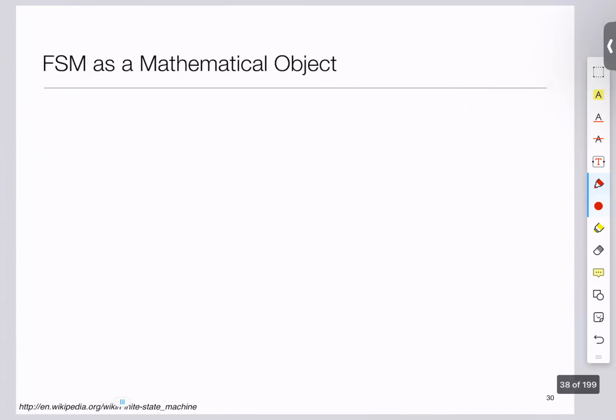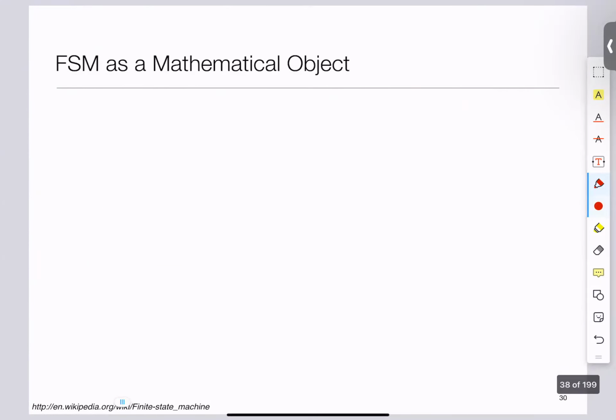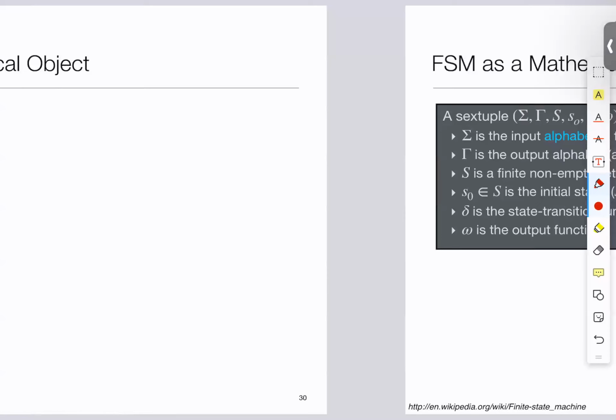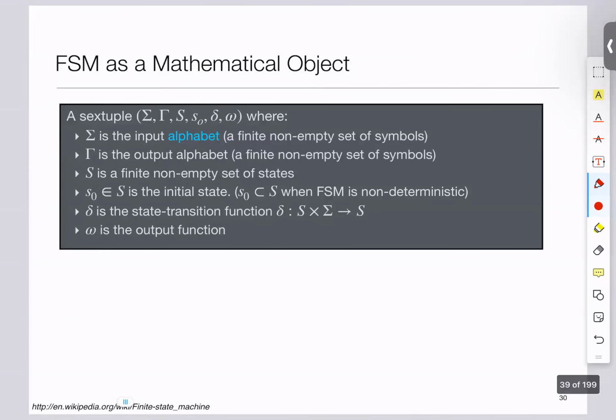Now thus far we have seen a very practical view of FSMs, what they can do. But we also need to work with them a bit more rigorously. So an FSM as a mathematical object, something that we can reason about formally, also exists. If you go to the finite state machine Wikipedia page, you'll probably see something like this. Mathematically, a finite state machine is an object which has 6 different things.